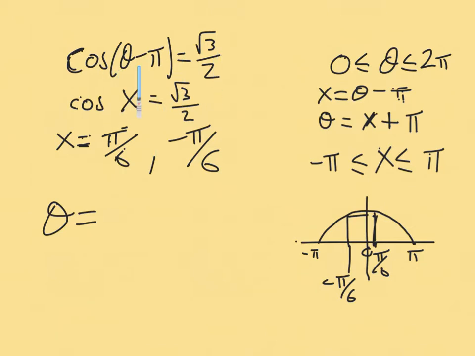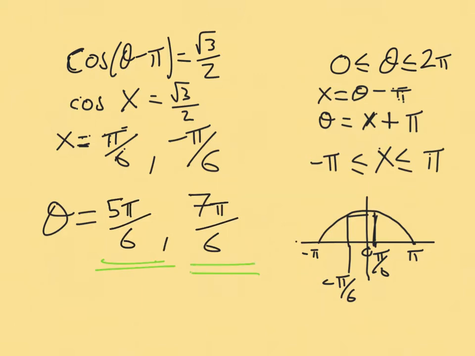Well, theta is x plus pi, so we just add pi to both of these. Negative pi over 6 add pi would be 5 pi over 6, and pi over 6 add pi would be 7 pi over 6. So here are our solutions. There you go, two solutions there. Hope that one's clear. Let's move on.